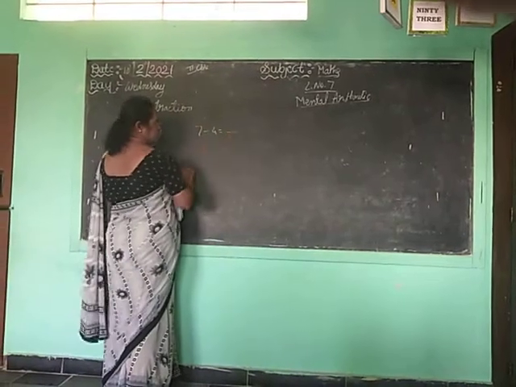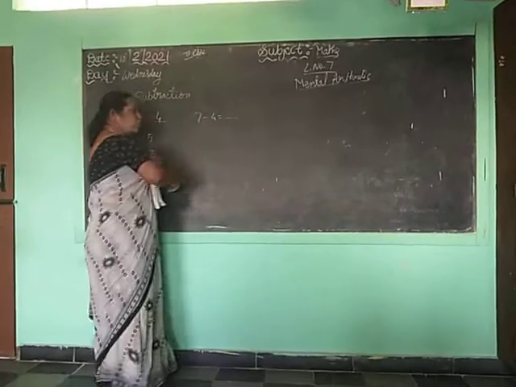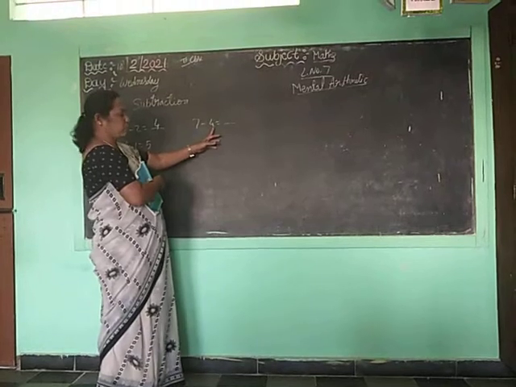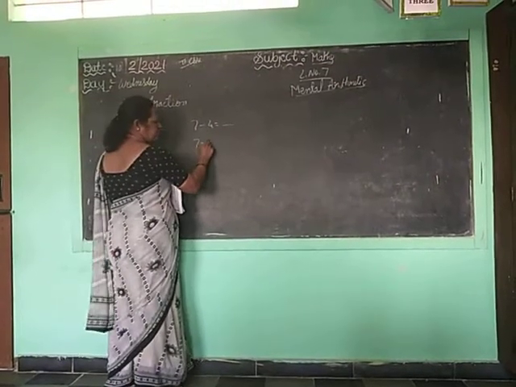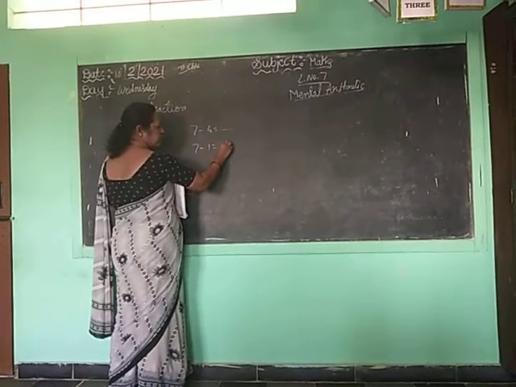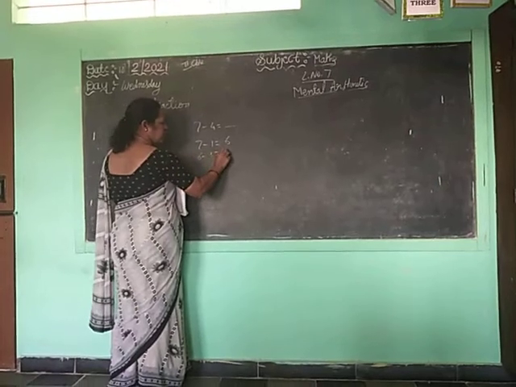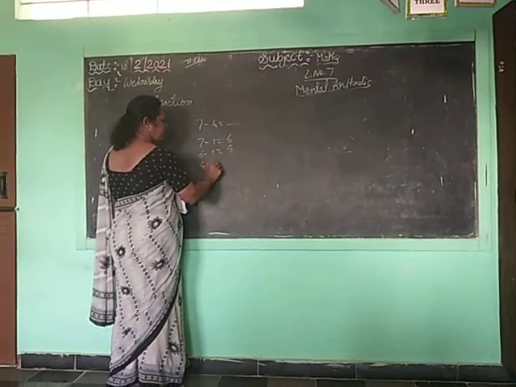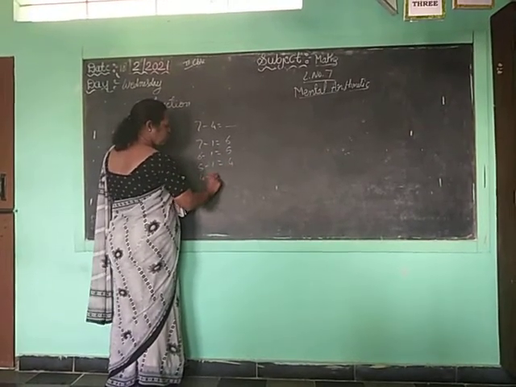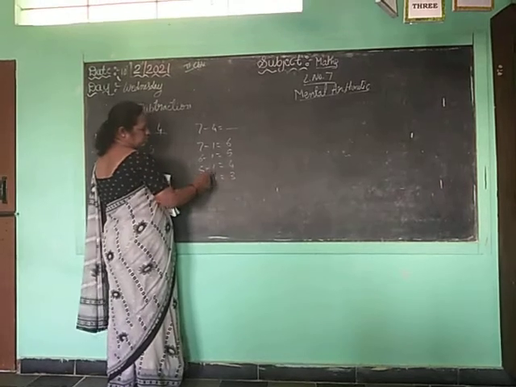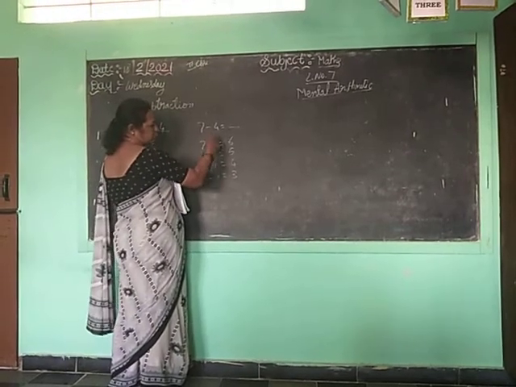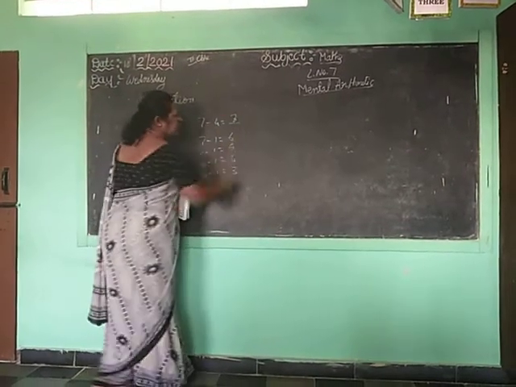Then 7 minus 4, children. 7 minus 4 is how much? 7 minus 1 is equal to 6. 6 minus 1 is equal to 5. 5 minus 1 is equal to 4. 4 minus 1 is equal to 3. See, 1, 2, 3, 4 times. 7 minus 4 is how much? 3. Okay.